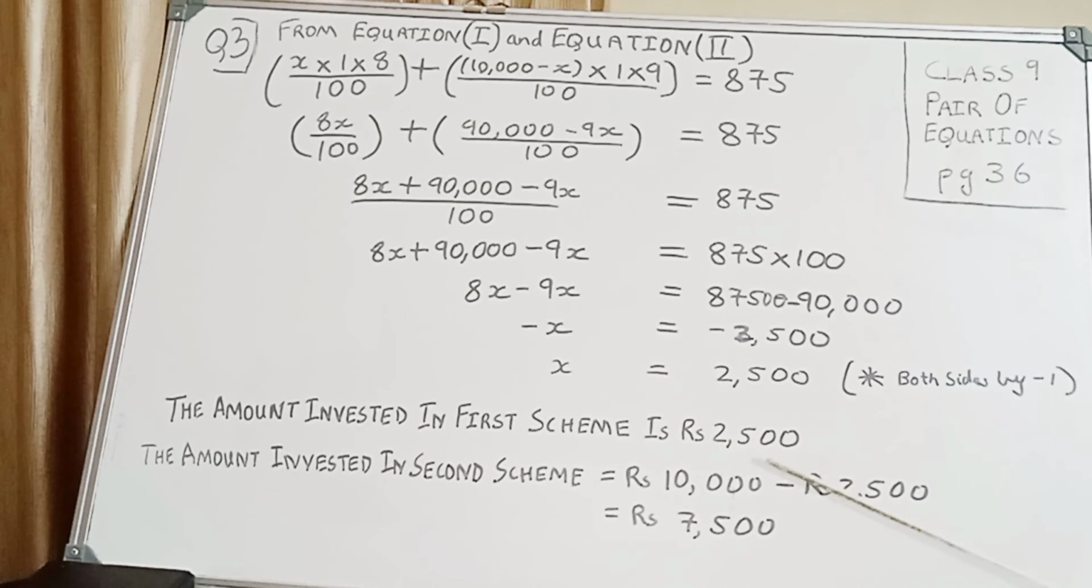Now we had seen in the previous video that if 2500 is invested, it has to be subtracted from the total amount in order to find the second scheme. The amount invested in the second scheme is 10,000 rupees, the total amount, minus the amount invested in the first scheme. You will get the amount invested in the second scheme, that is 7,500.